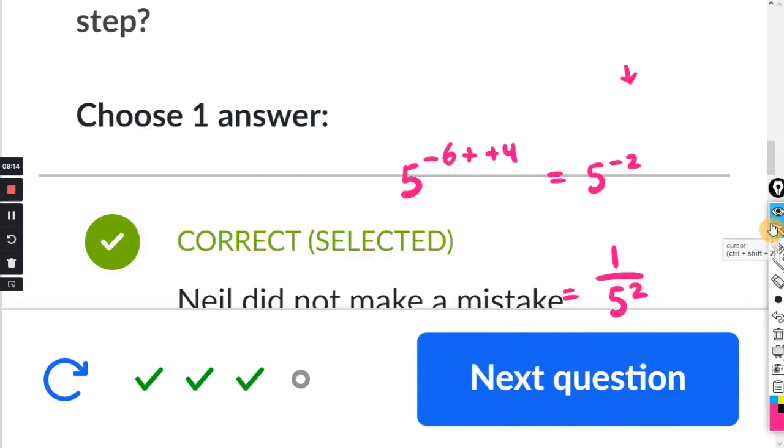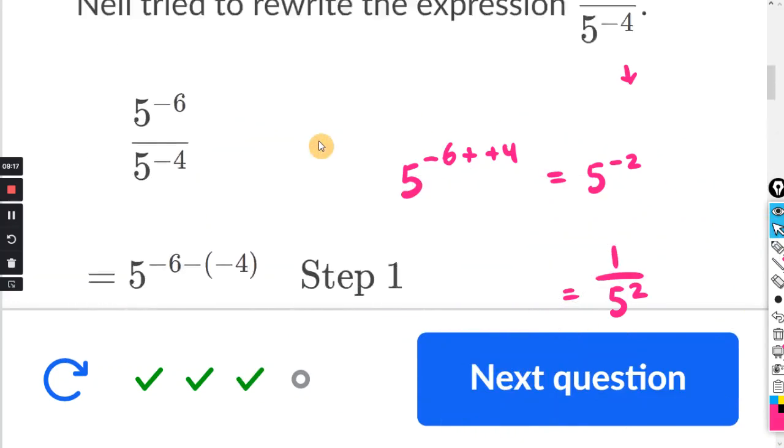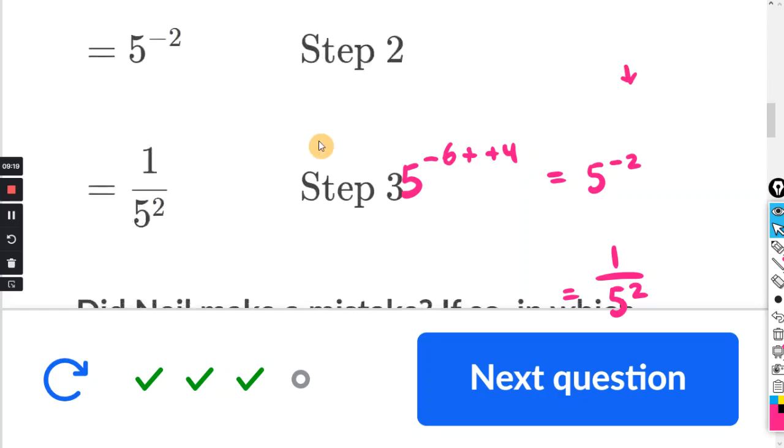All right, so on these mistake problems, I suggest you go through it yourself and see if it matches what the person did.